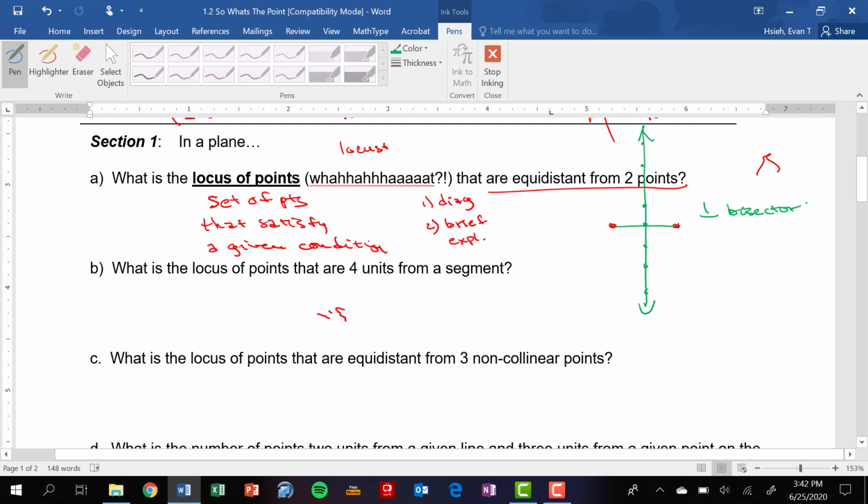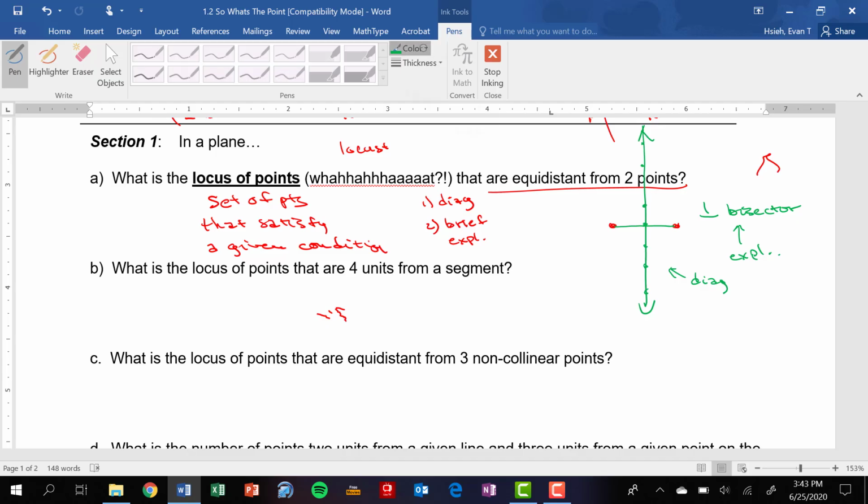Okay, and so what I have drawn here is the diagram, and then the explanation as to what it is. Those are the two things that are required when you're solving a locus problem.